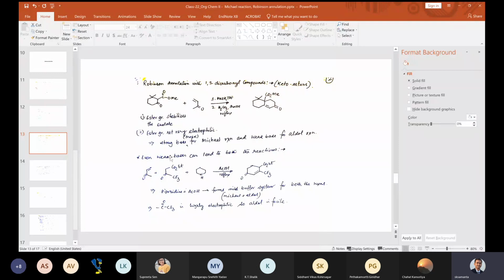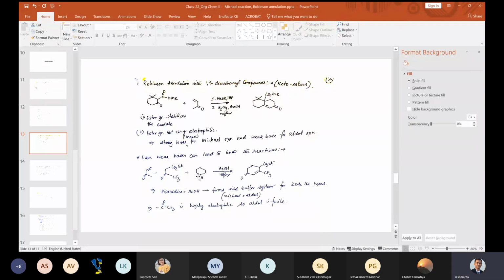For example, if you see in this case, because of this COCH3 group and CO2Et group, this becomes like an active methylene compound. So here a weak base could easily pick up this proton, and that could easily react here, followed by this acetic acid and reflux. In this condition, the aldol could also take place, followed by dehydration.